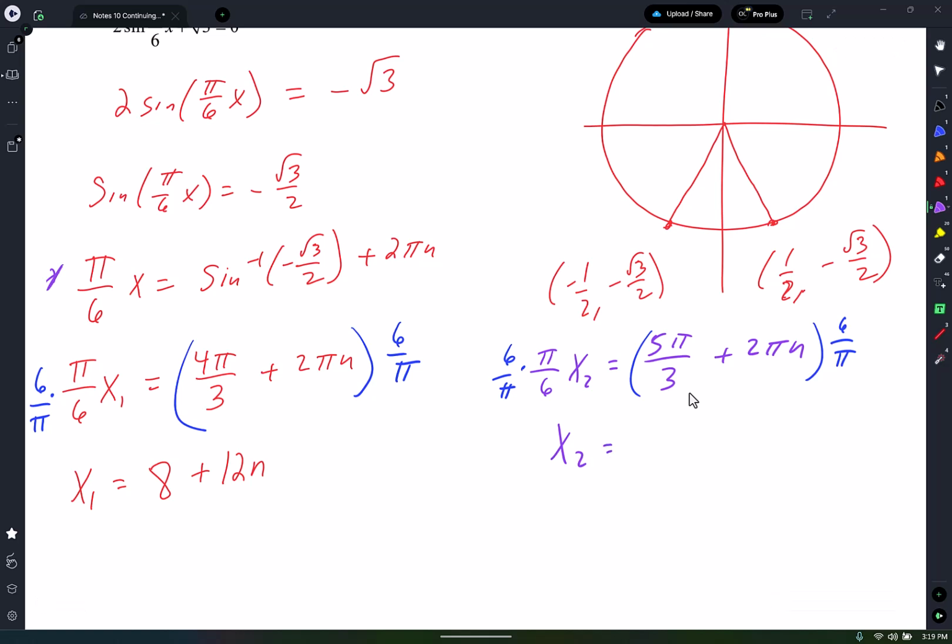I see a 3 on the bottom. I see a 6 on the top. And in my head, I'm not the fastest, but I say 3 goes into 6 twice, and 2 times 5 is 10. You guys see what I did? That's how I do it. You don't have to do it that way.